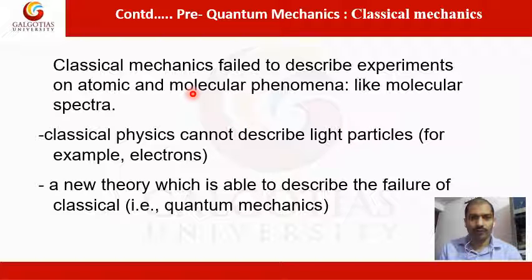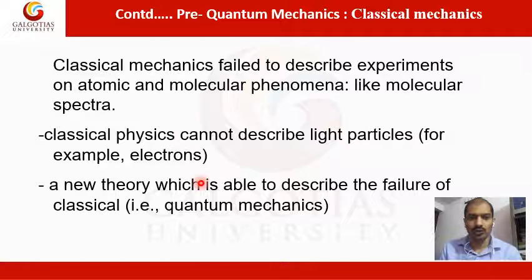Coming to the failures, there are a number of experiments which fail to explain the mechanism of a particular kind of observation. Atomic and molecular phenomena like molecular spectra cannot be explained on the basis of classical mechanics, because absorption and emission spectra are generally given by elements at different energy levels. So classical physics cannot describe light particles. For example, electrons in different shells have different energies, and on the basis of that different energy they give a different type of spectrum, like an absorption spectrum once excited from the ground state to a higher state.